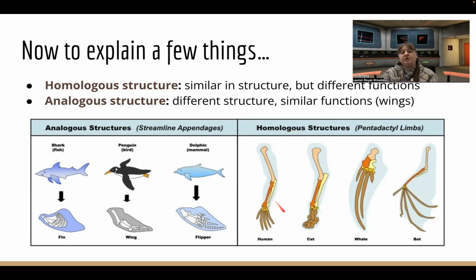So homologous structures, you'll see between everybody living in the same kind of family, actually, if not order. Whereas analogous structures, you'll see in completely unrelated species, but they came up with the same solution of a flipper or a wing. So that's the difference between a homologous structure and an analogous structure, which is actually how, unfortunately, I memorized bones.